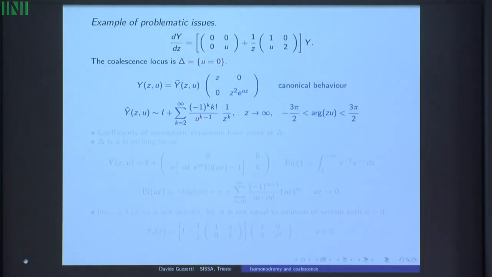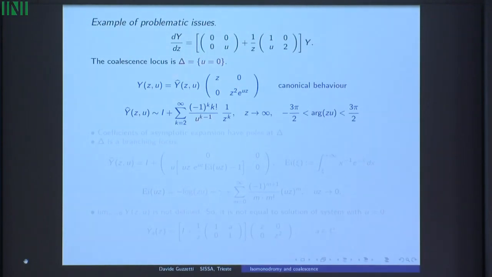This is not an isomonodromic system, but it's a very simple example. Suppose we have this system, and here we have a coalescence locus in the complex plane, which is u equal to 0. Now, if you take a fundamental matrix solution, with a non-vanishing determinant, you have this structure. This is a canonical structure, actually. So you have some exponential parts, some powers, which are actually 1 and 2 here.